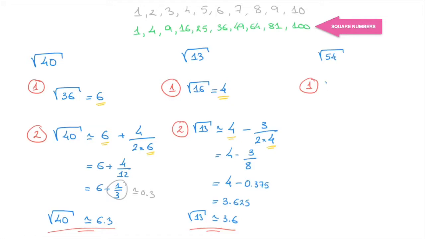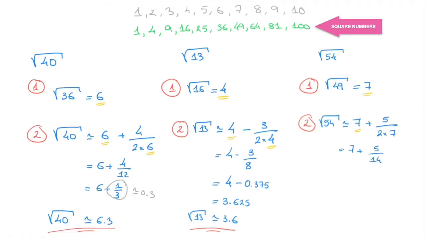So I go ahead and calculate the square root of 49. And looking at our list here, we can quickly see that that's 7. So the square root of 49 equals 7. The second thing we do is approximate the square root of 54 by saying that it's approximately equal to 7. Remember, that's the number we found in step 1, plus the difference between 54 and 49. Well, 54 is 5 units bigger than 49, so I add 5 over 2 times the number we found in step 1. So that's 2 times 7. That's equal to 7 plus 5 over 14.